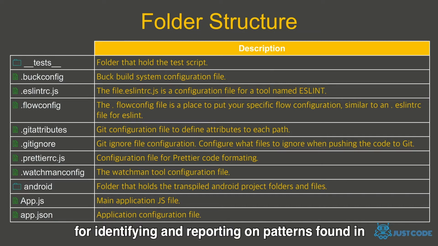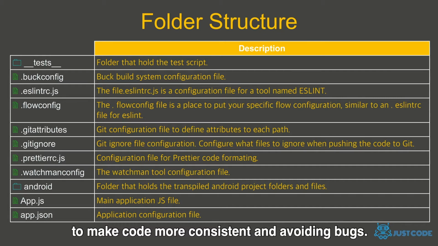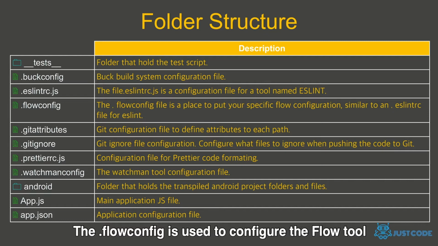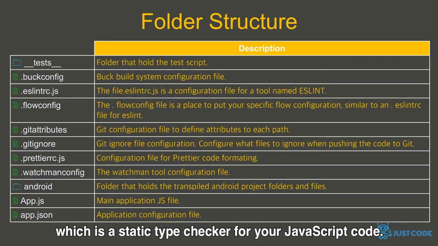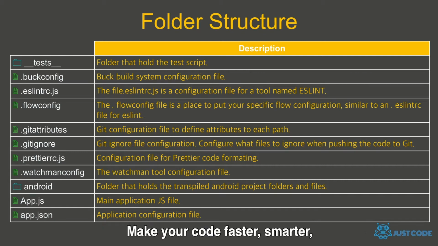ESLint is a tool for identifying and reporting on patterns found in ECMAScript JavaScript code to make code more consistent and avoid bugs. The flow config is used to configure the Flow tool, which is the static type checker for your JavaScript code. It does a lot of work to make you more productive, make your code faster, smarter, more confidently, and to a bigger scale.